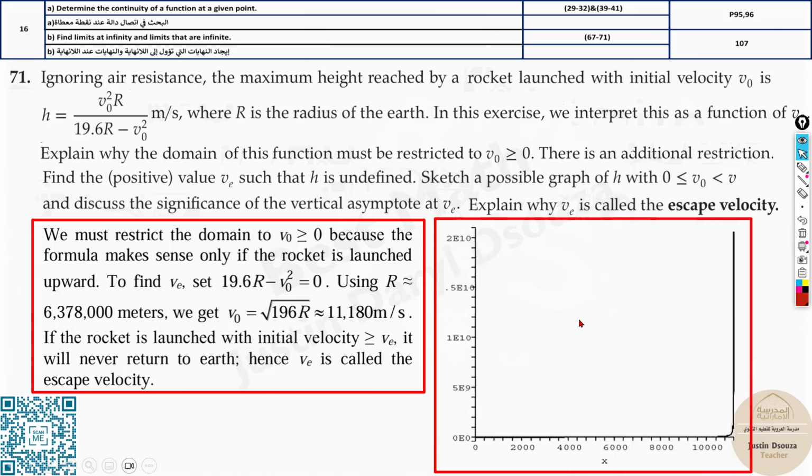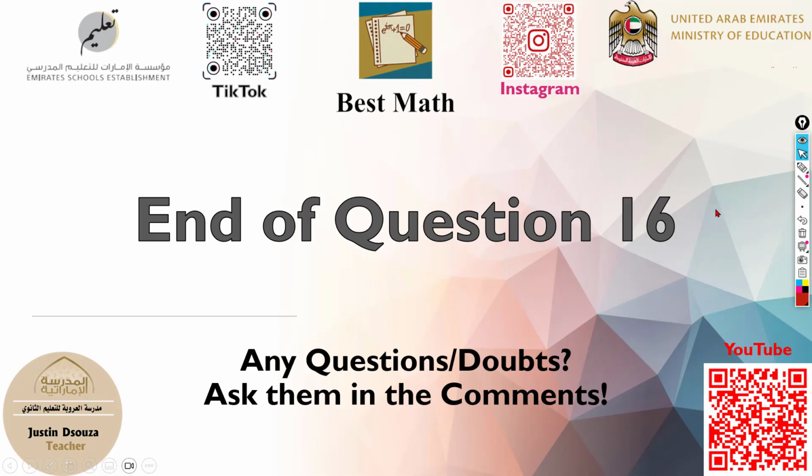So that would be the end, and the graph over here. If you graph this up, when you reach 11,000, it's going to go up. That's the vertical asymptote. So what happens here? That'll be the maximum. You can't reach more than that. So basically, that is the end of question 16. There were plenty of types of problems. Make sure you try to write each and every question and practice by yourselves.